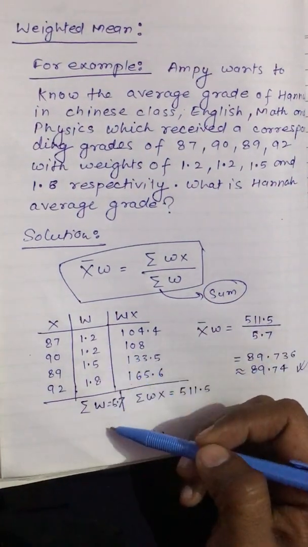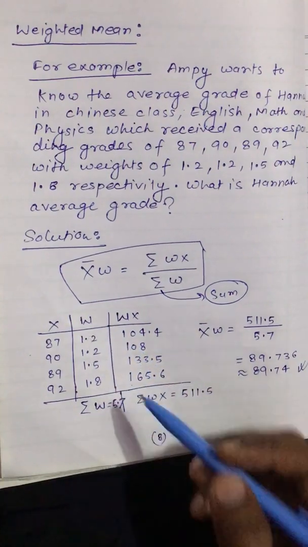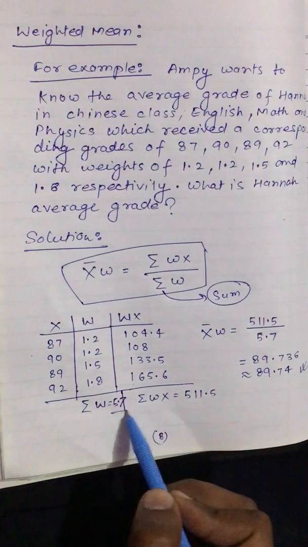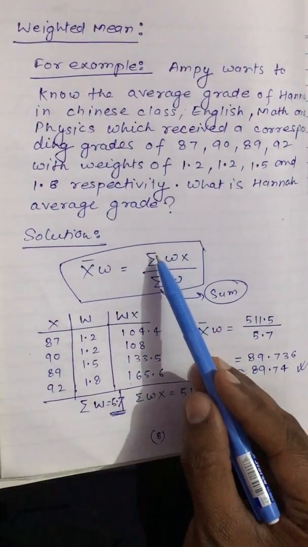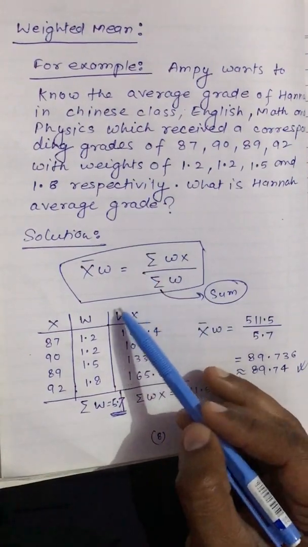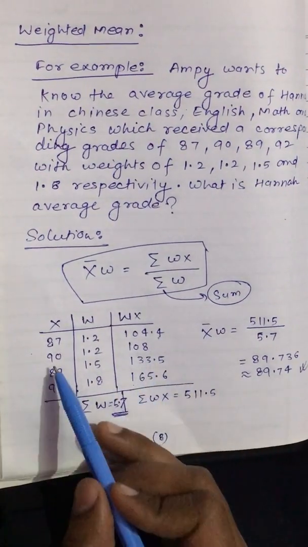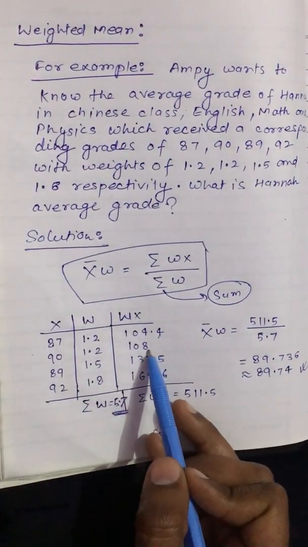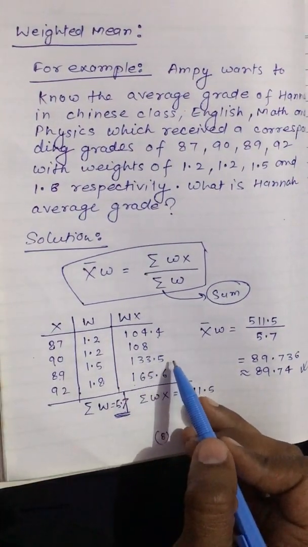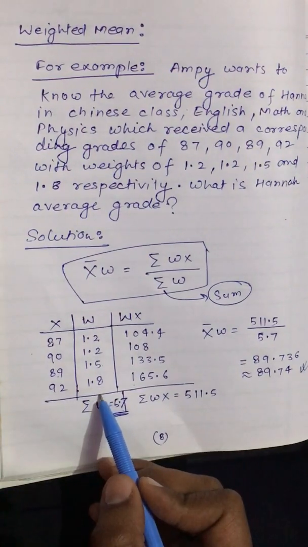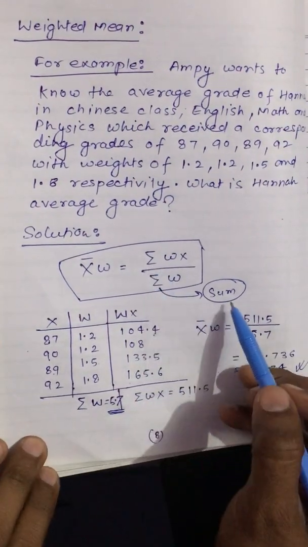In this case we're going to add the weights. If we have frequency, we're going to add all the frequencies. Understand? So if you add all this, you will get 5.7. Now to find sigma wx, we're going to find wx first. 87 will multiply with the weight you got. Then 90 will multiply with 1.2, 108. 89 will multiply with 1.5, 133.5. 92 will multiply with 1.8. We'll get 165.6.